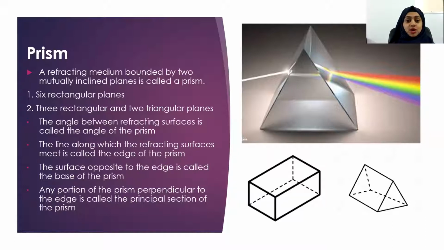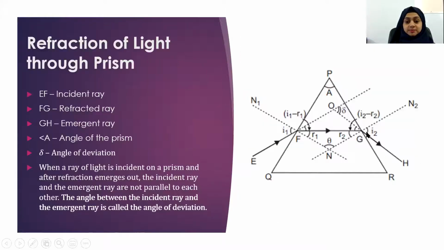Now let us see what happens when light passes through a prism. So what happens when light passes through a prism? It gets refracted because the prism is made of glass. Now, when a prism is kept in air, when light passes through the prism, it gets refracted because it is entering another medium. Here you can see a diagram.